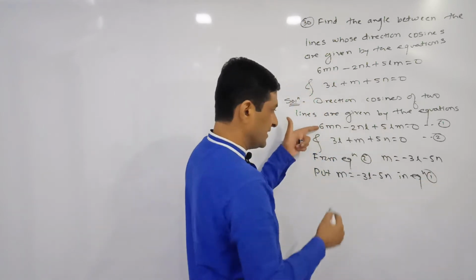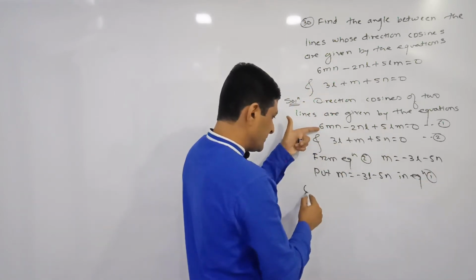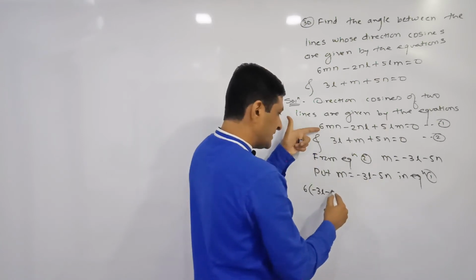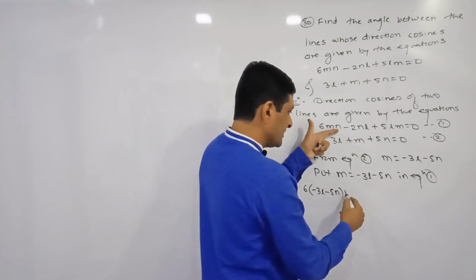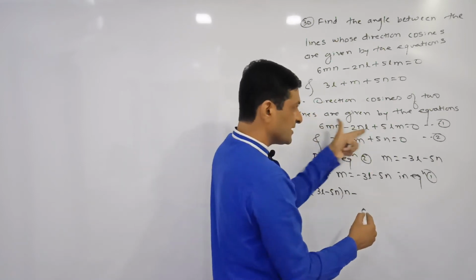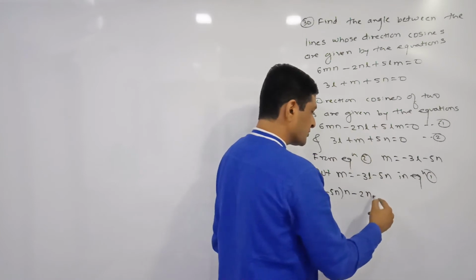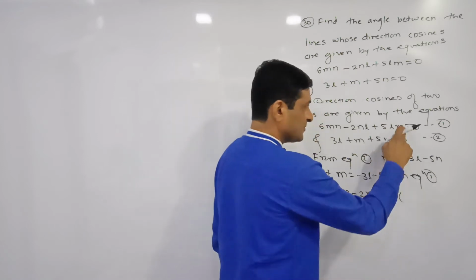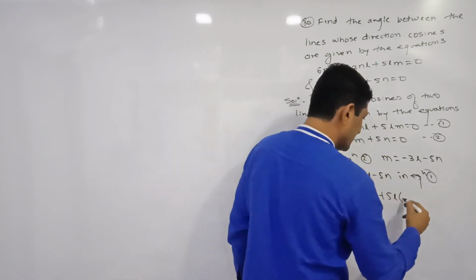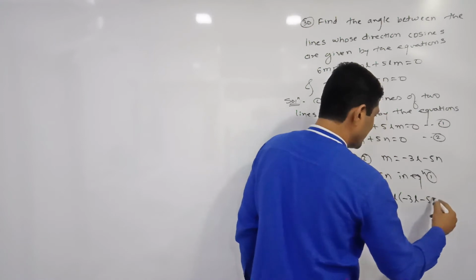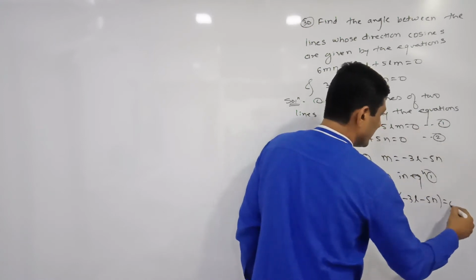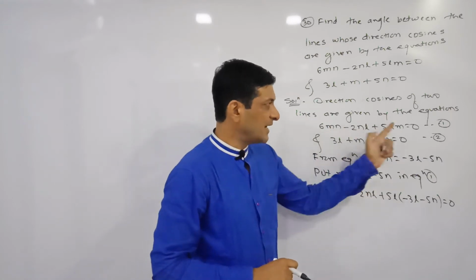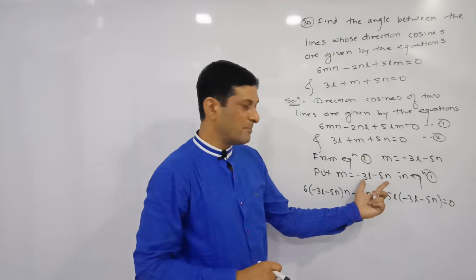Let us see what we get here. Here M is there, so 6, keep it as it is. I am replacing this M by its value minus 3L minus 5N, into N, keep it as it is, minus 2NL as it is, plus 5L as it is, and substitute the value of M here, minus 3L minus 5N. On this side keep 0 as it is. Just simply we have substituted the value of M. Here also M appears and here also M appears. We have replaced M by its value.